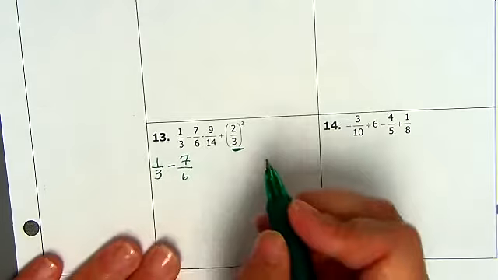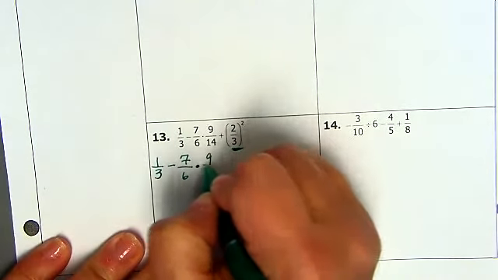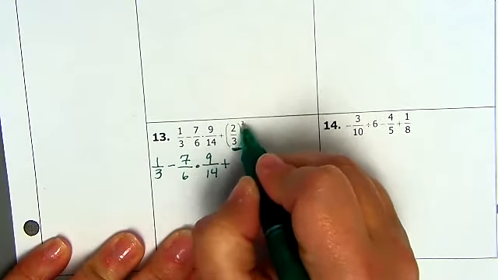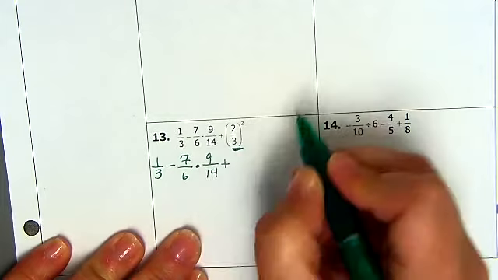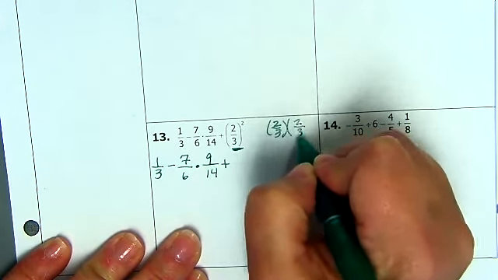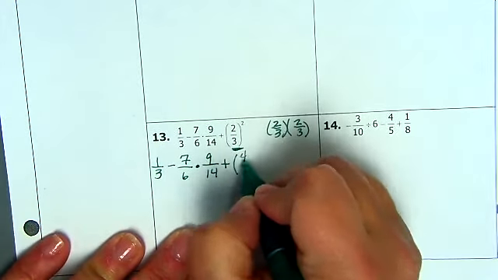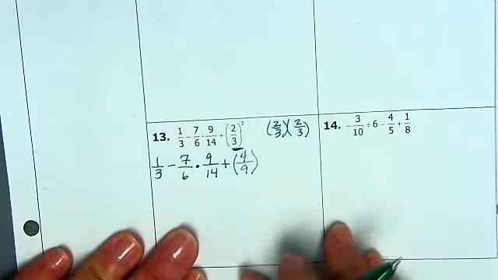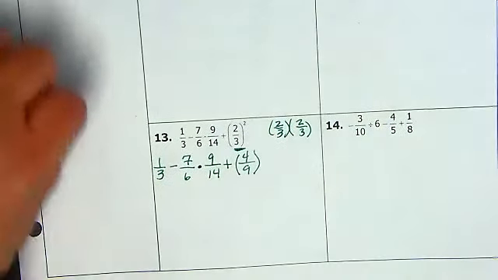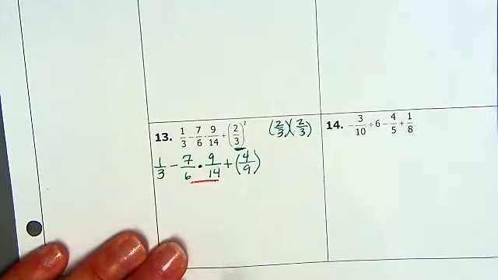Excuse me. My allergies are bothering me this morning. Times 9 over 14. Plus, now when it's 2 to the third squared, that means I'm doing 2 to the third times 2 to the third, which is going to give me 4/9. Okay, so now we continue. Order of operations. Multiply.